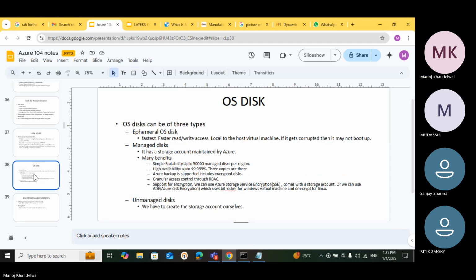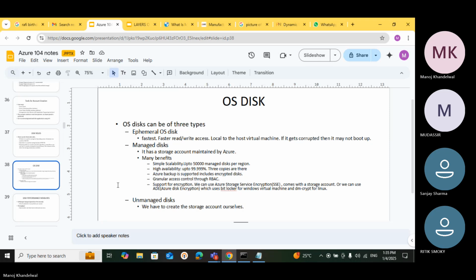Then, OS disk. The operating system disk itself can be of three types. One is ephemeral OS disk, second is managed disk, and third is unmanaged disk. So there are three types of disks. Ephemeral OS disk is like your laptop, which has a hard disk built in. Does it have or not? Yes, sir.